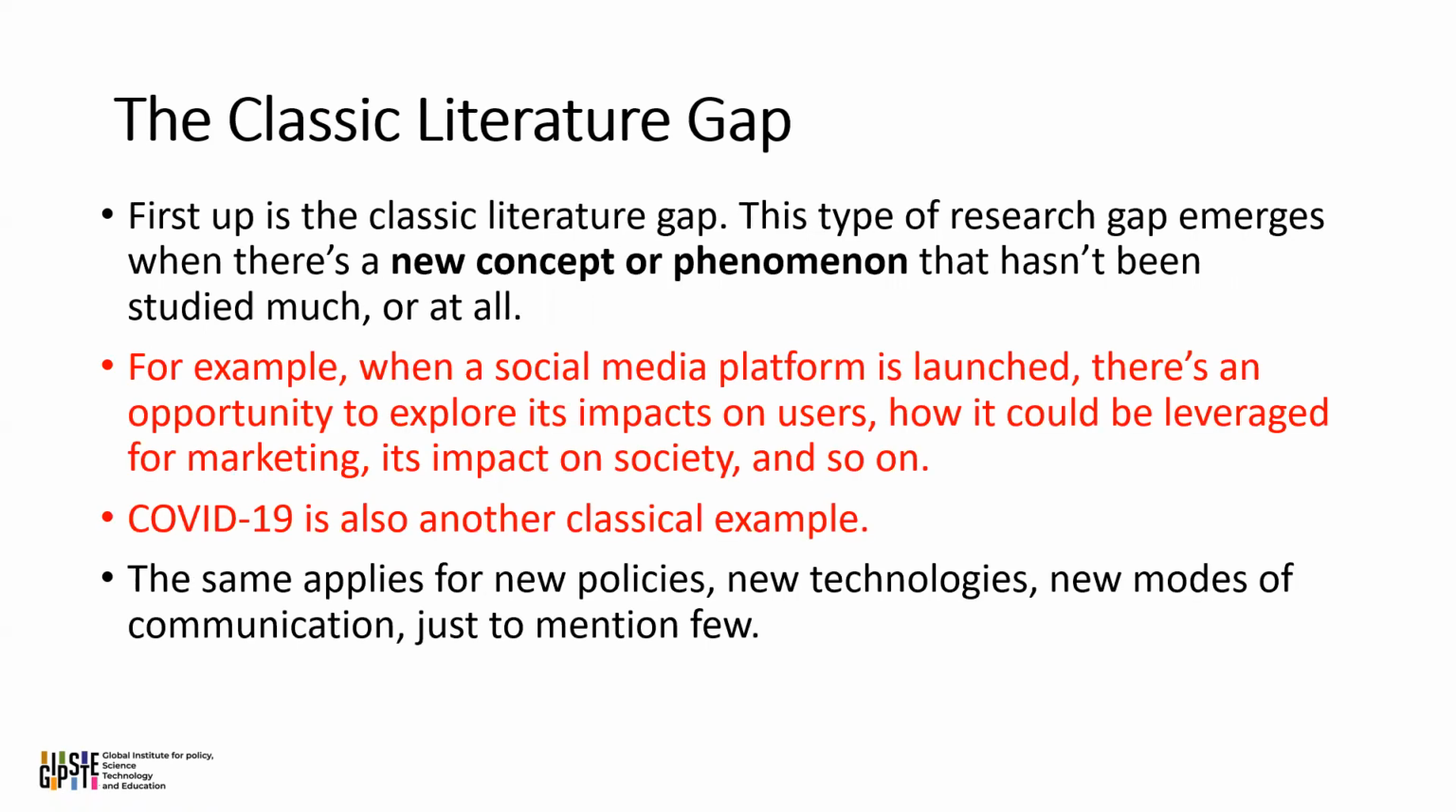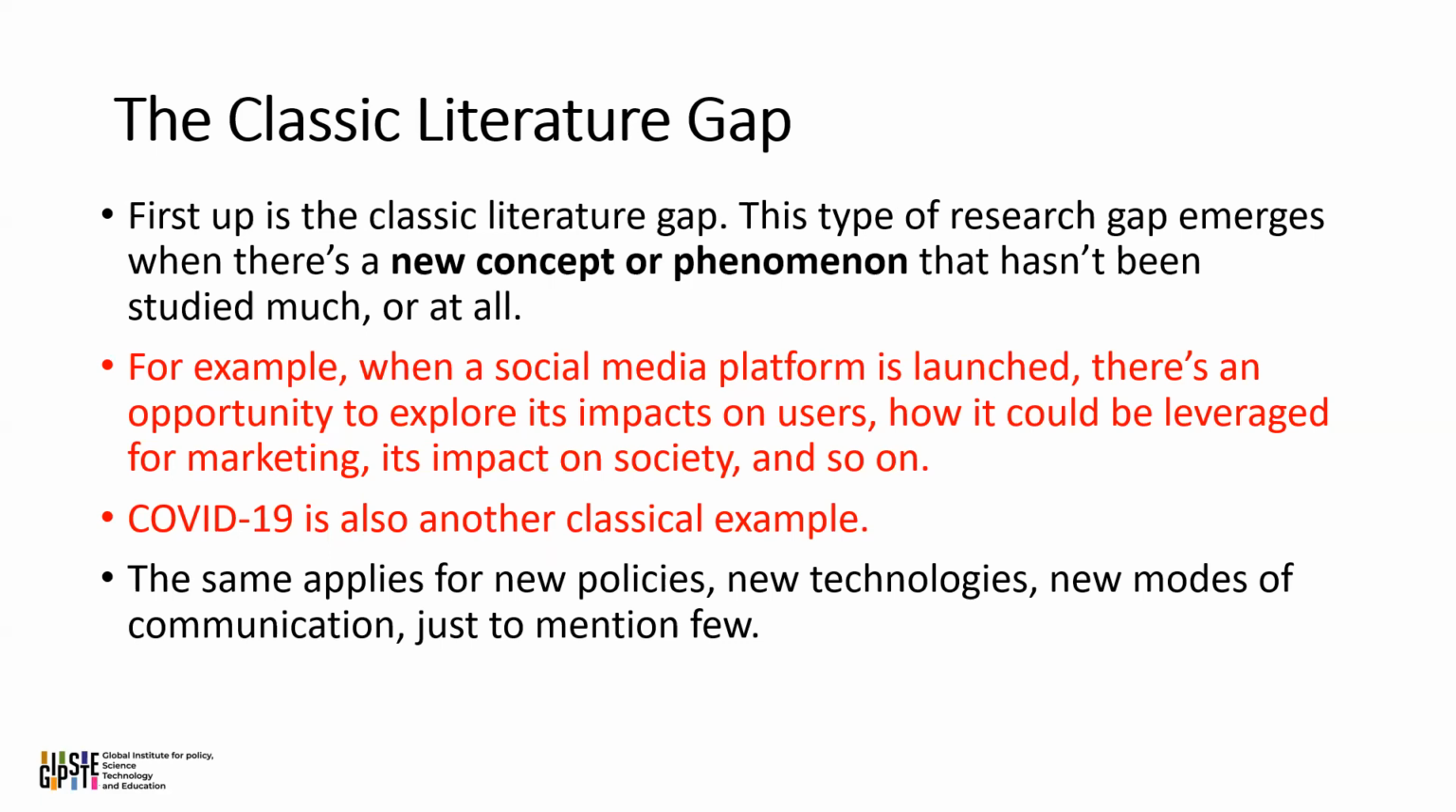Let's look at the first one. The first gap is the classical literature gap. This type of research gap emerges when there is a new concept or phenomenon that hasn't been studied much or at all. If there is a new phenomenon, a new situation, a new issue that has not been studied at all. Talk of COVID. COVID is a new concept that just came in. So there is a lot to be written about COVID-19.